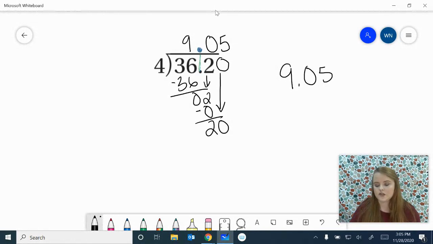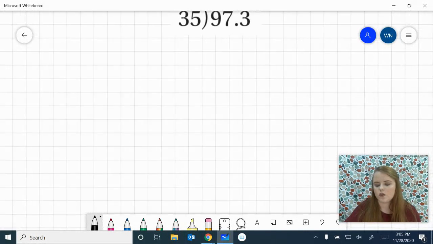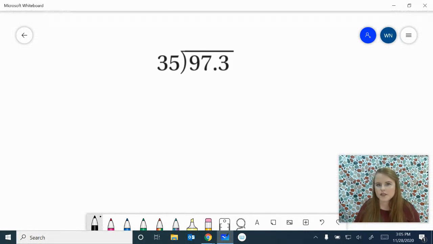Let's do this last one together before we do some really together, and you have to work them out as well. All right, again, there's no decimal in the divisor, so we don't have to swoop. 97 divided by 35. I know that 35 times 2 is 70, and 35 times 3 is going to be in the hundreds. So I know it's times 2. Magical decimal line, bring it up.